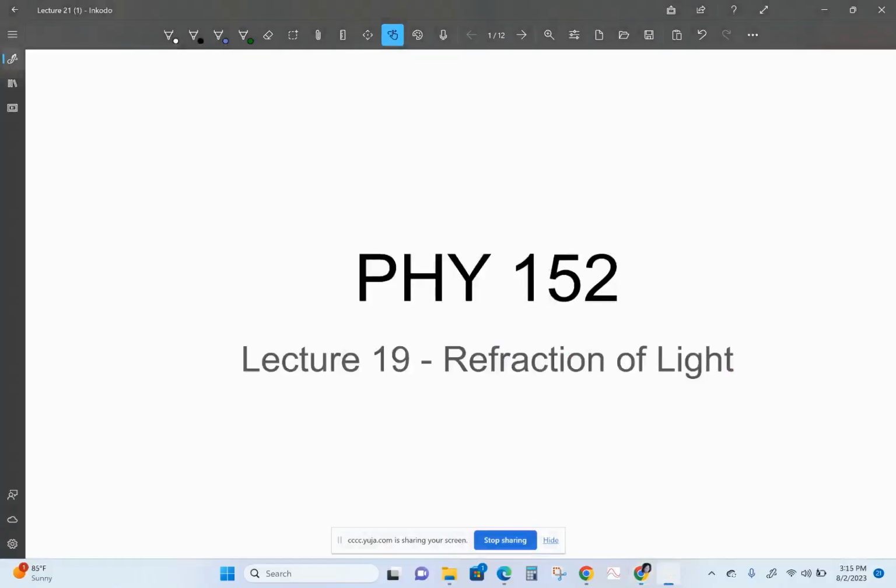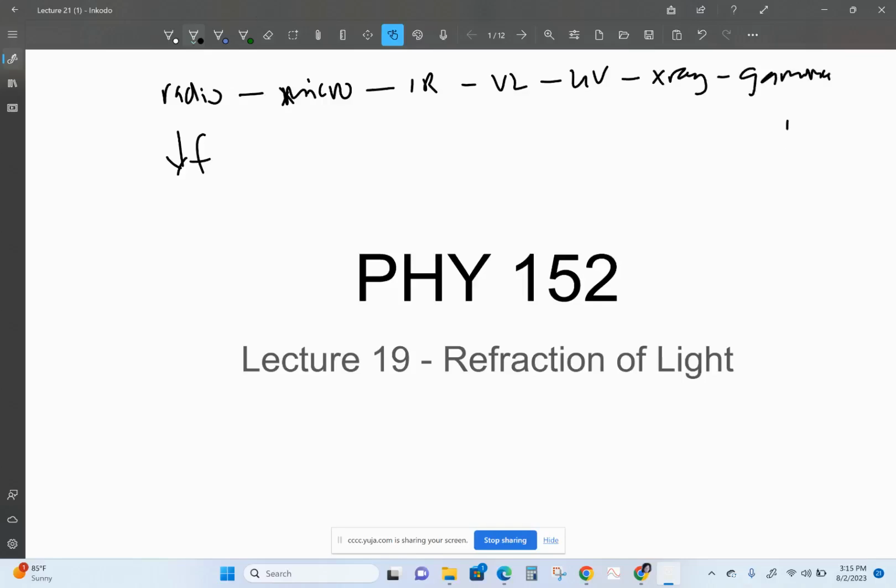All right, so we've already learned that there's an electromagnetic spectrum and that it ranges from lowest frequency of radio waves to microwaves to infrared to visible light to ultraviolet to X-rays to gammas, which are the highest frequency, and that visible light can be separated out into its spectrum, where the lowest frequency is red, and then orange, yellow, green, blue, indigo, with violet as the highest frequency.